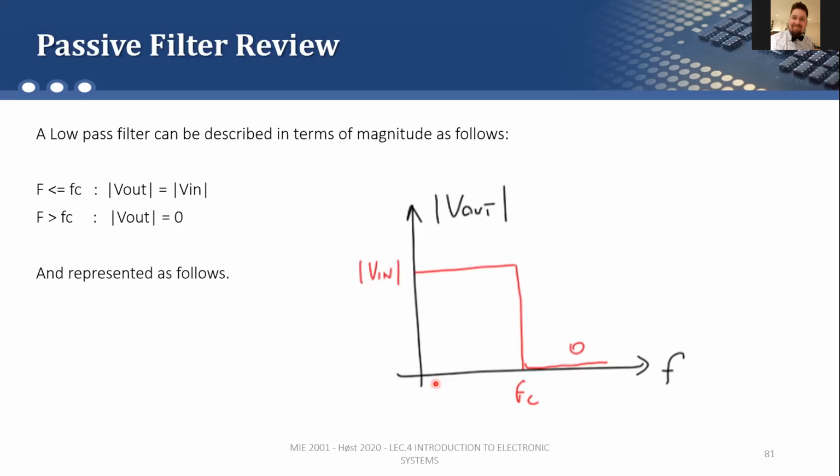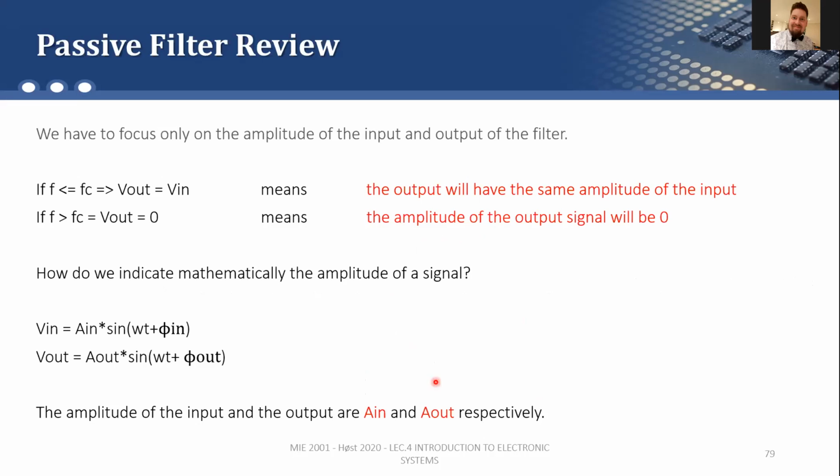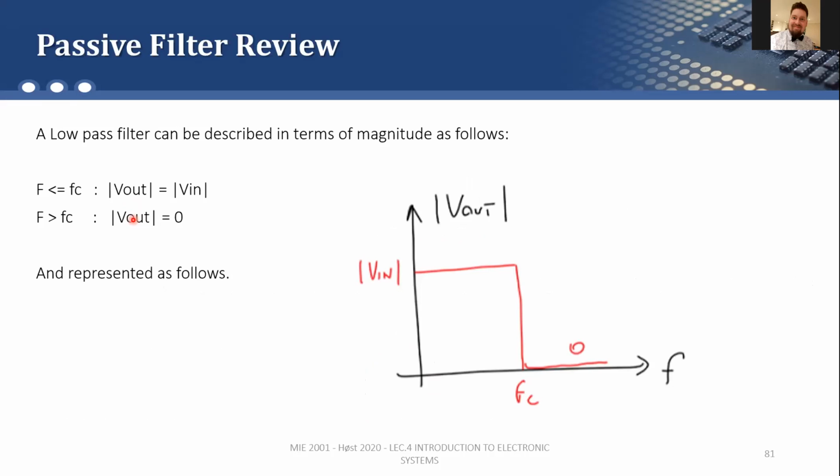If I take the previous condition and rewrite it in terms of magnitude, I can say that if the frequency is smaller than Fc, the cutoff frequency, then the magnitude of the output is equal to the magnitude of the input, which means the amplitude of the output is equal to the amplitude of the input. If the frequency of the input signal is greater than the cutoff frequency, then the amplitude of the output is equal to 0.